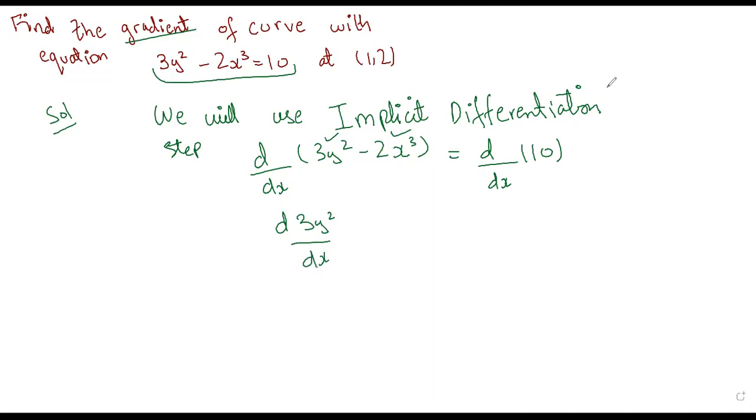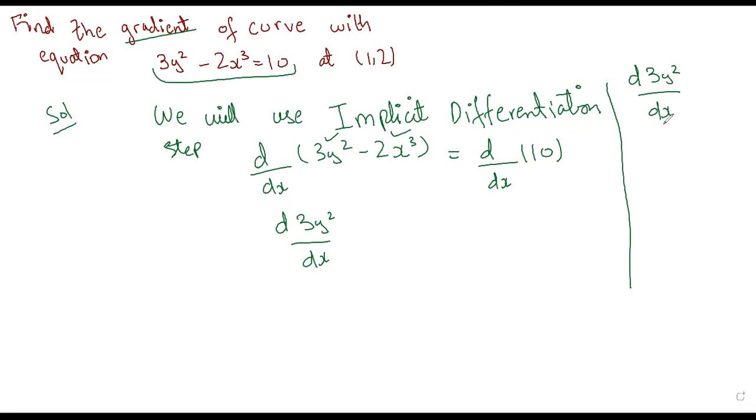3y squared will be... Take your time. Now we have to differentiate this. Will it be 6y? Wait. Let's see. What is the derivative? 6y. But is it being differentiated with respect to y? No, with x. So you have to use the chain rule. Very good.